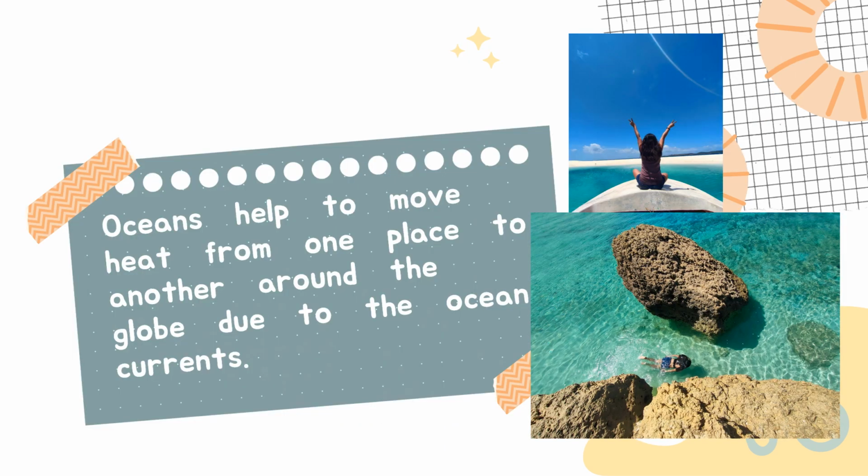Land heats and cools faster than the sea. That is why coastal areas have lower temperatures than inland areas, and places that are far from the bodies of water have extreme climates.